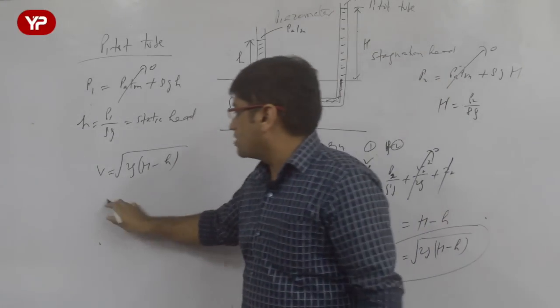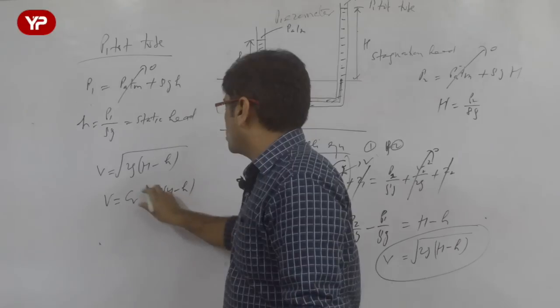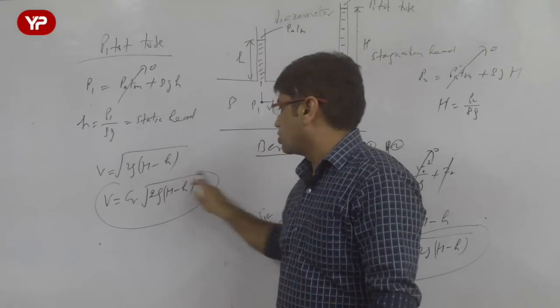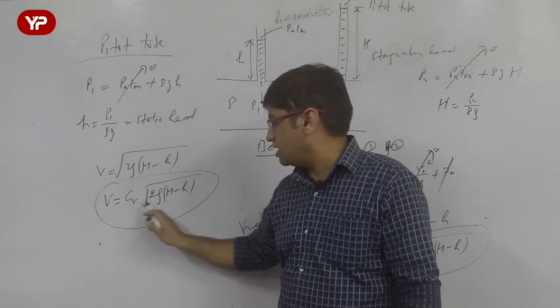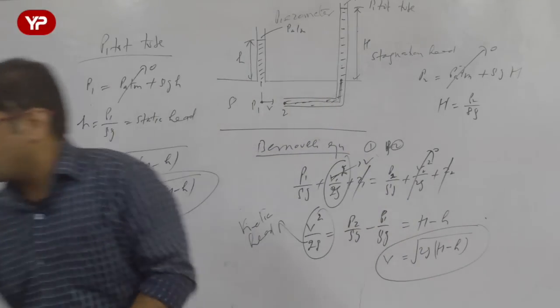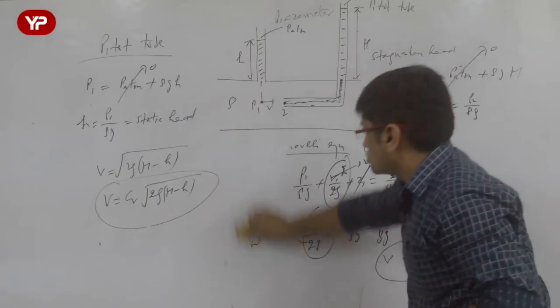And now this is the theoretical value. If we want to calculate the actual value, then the formula will be this. Actual velocity of flow through pitot tube is equal to coefficient of velocity into square root of 2g times stagnation head minus static head. That is the velocity of flow at any particular point which we want to measure through pitot tube.